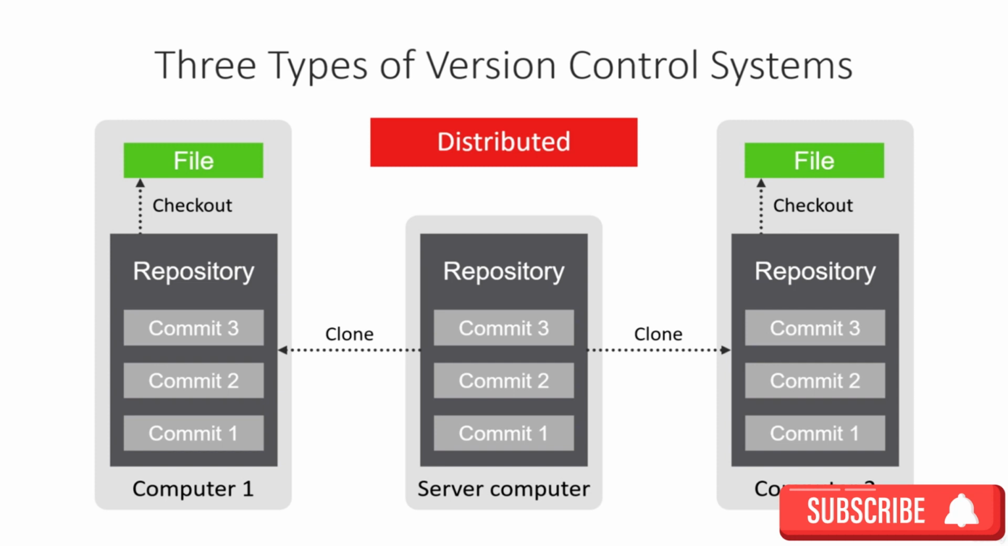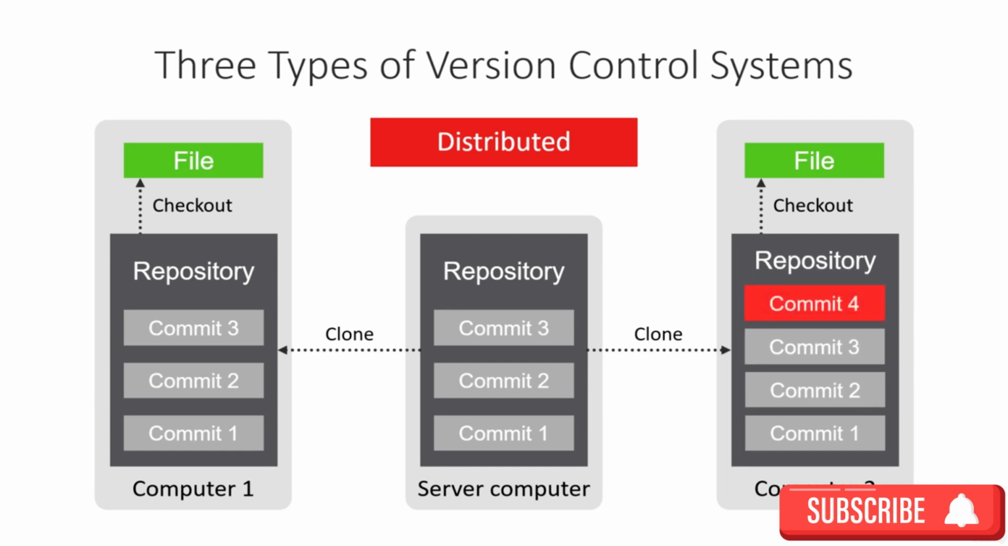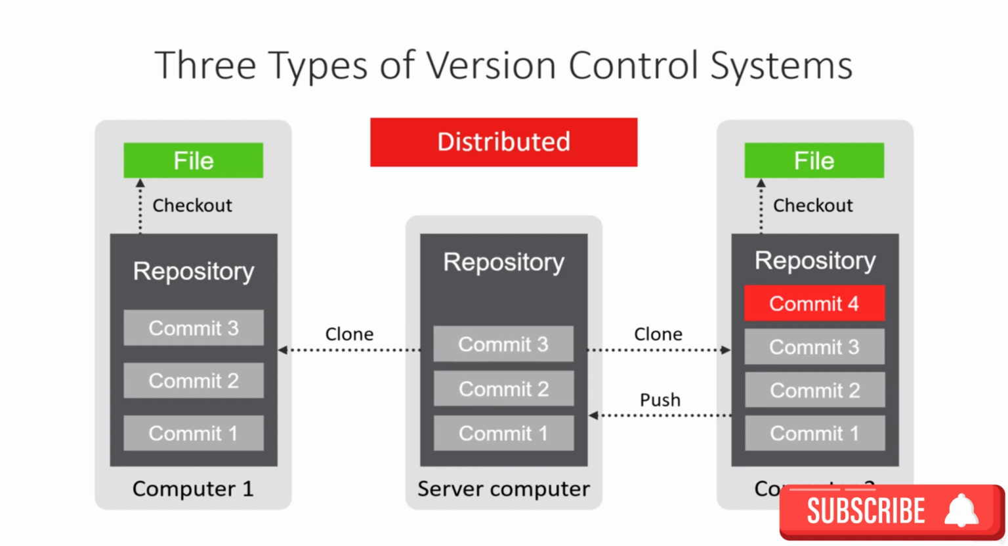They can browse the history, they can check out different versions, and they can even save changes. And all of this is possible without using the server. Let's say now that the user on computer 2 creates a new commit to save some changes to the source code. Next, they can push their local repository to the remote repository on the server.